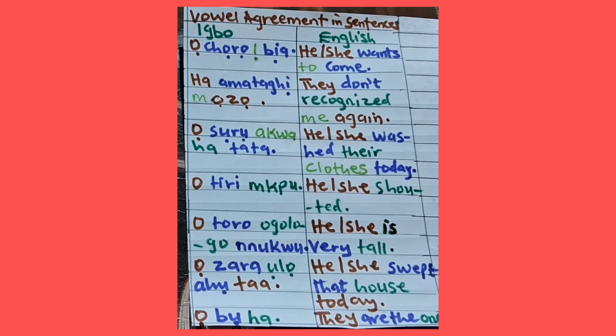Ọ bụ ha. Ọ bụ ha. You can see dot under. And the a is also a light vowel, meaning they are the ones.